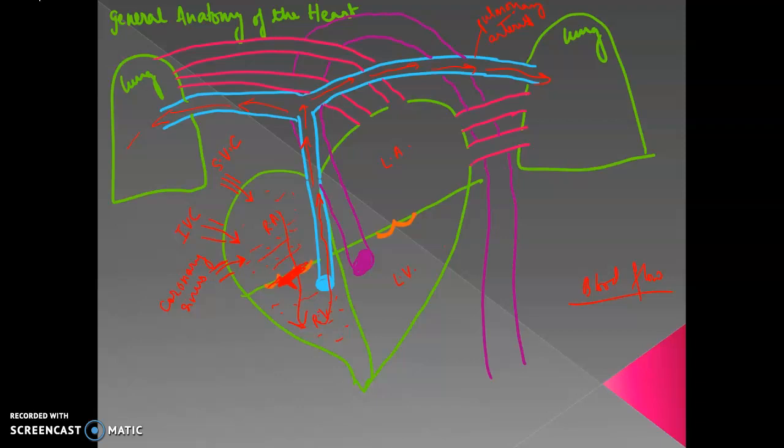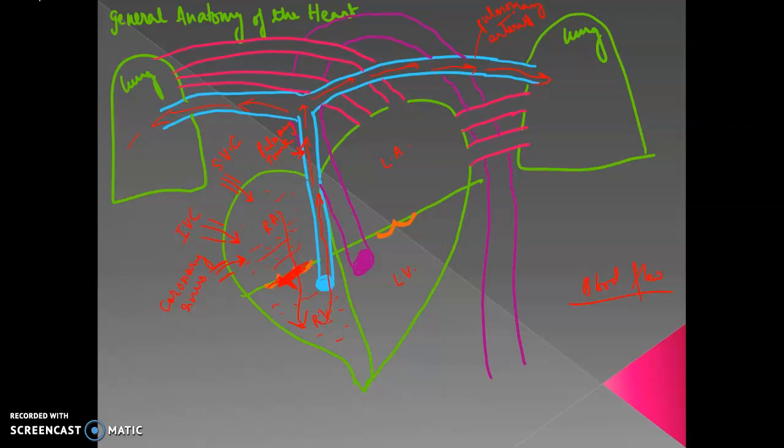pulmonary trunk. This vessel right here is the pulmonary trunk. Leading blood into the pulmonary trunk, which then divides into pulmonary arteries, carrying the deoxygenated blood into the lungs. Clear? All right.